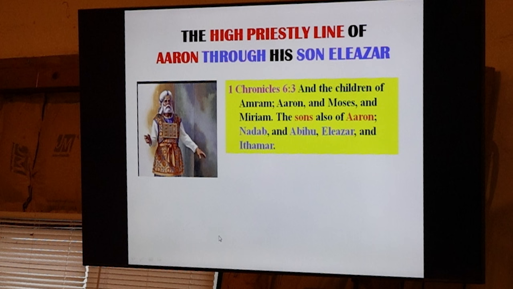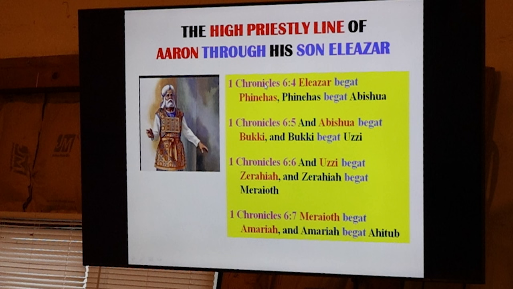So now what we've just outlined, here's another way to see it. In 1 Chronicles 6:3, we're told that Aaron has four sons. And then 1 Chronicles 6:4 going forward tells Eleazar, Phinehas, and then the line. And then the line goes to, this is actually Zadok 1. And then we continue in the line.